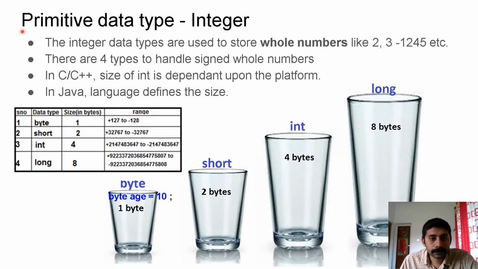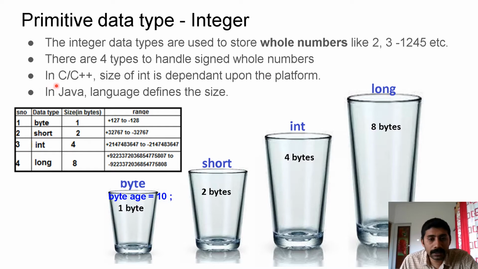Let us start with integer. To store integers, that means whole numbers, you have 4 different data types. Just look at this image. This is the essential difference between these data types. The capacity, the size, varies between these types. The integer data types are used to store whole numbers like 2, 3, minus 5 or whatever. This is to store signed whole numbers. There are 4 types to handle signed whole numbers.